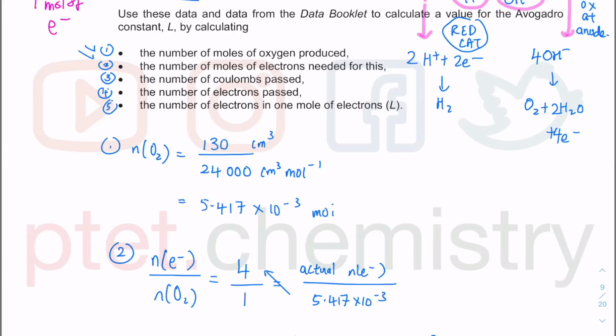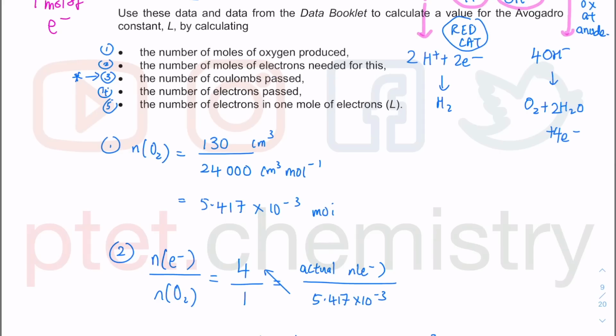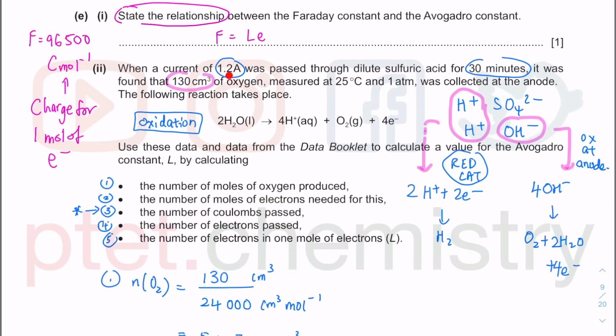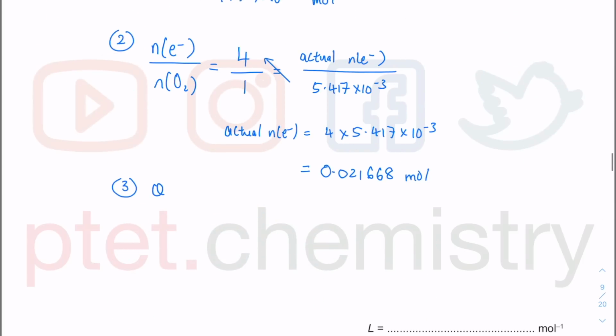So now I need to find the number of coulomb passed. This depends on the question. So you pass 1.2 amperes over 30 minutes. We know Q equals I times t, and the t has to be in seconds. So Q is equal to 1.2 amperes multiplied by 30 minutes, converted into seconds by multiplying by 60. So 1.2 times 30 times 60, I get 2160 coulomb. So this much mole of electrons is for 2160 coulomb altogether.